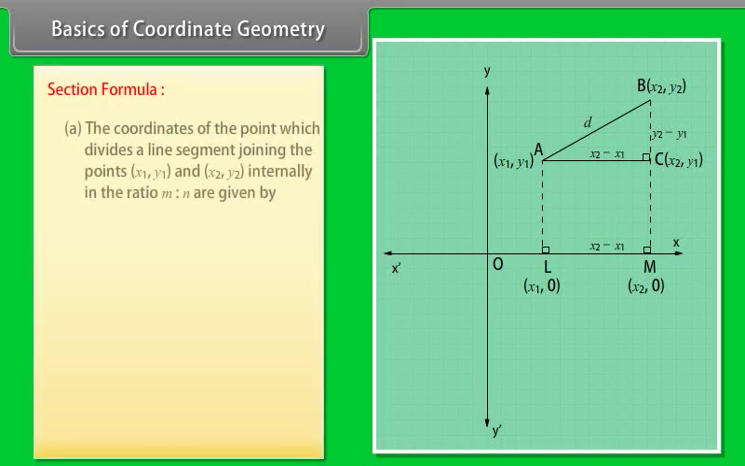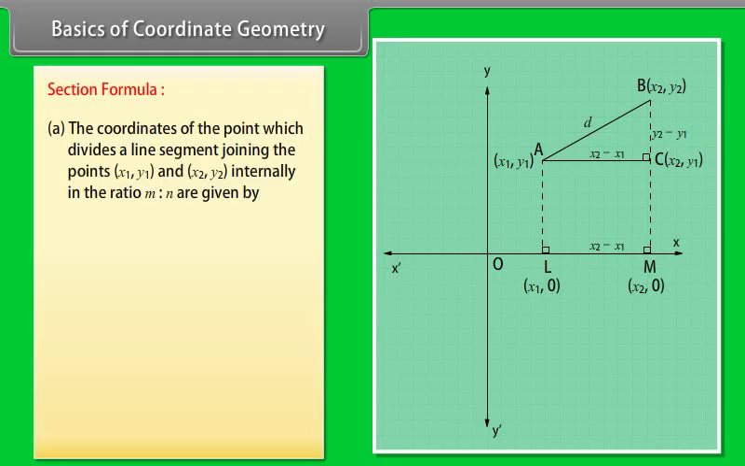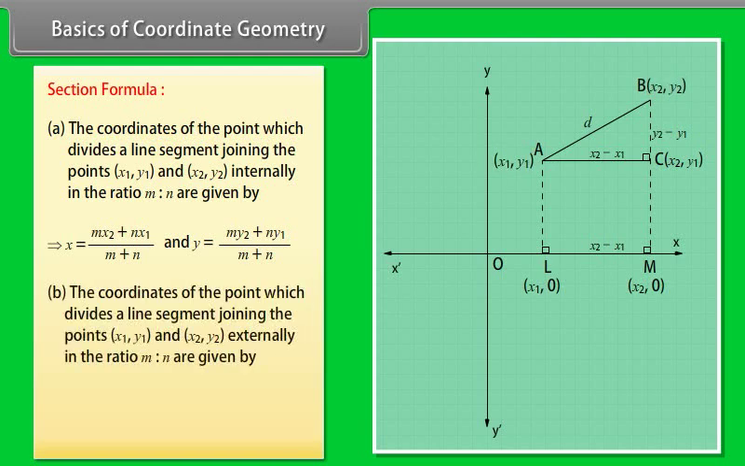Section formula. The coordinates of the point which divides a line segment joining the points (x1, y1) and (x2, y2) internally in the ratio m:n are given by the following. The coordinates of the point which divides a line segment joining the points (x1, y1) and (x2, y2) externally in the ratio m:n are given by.